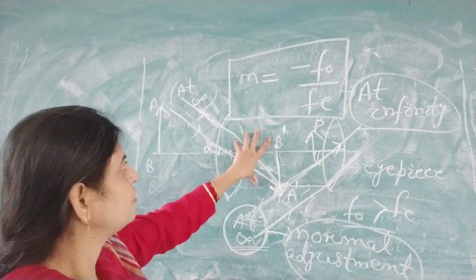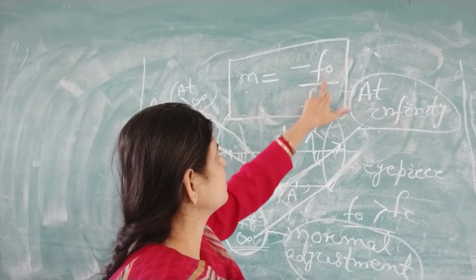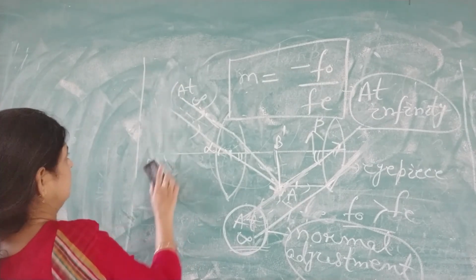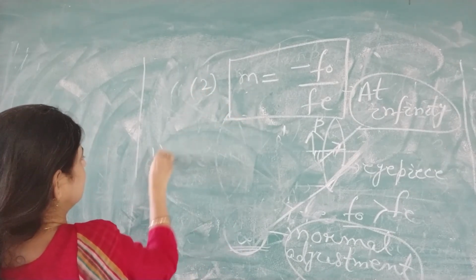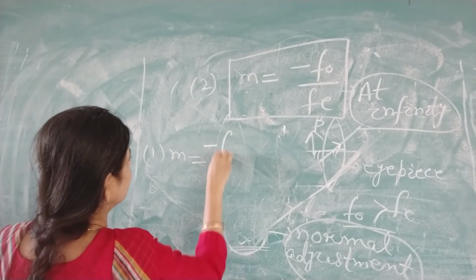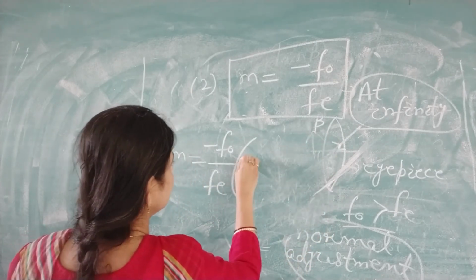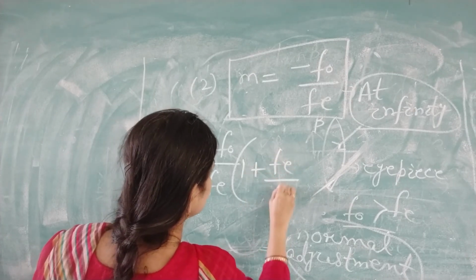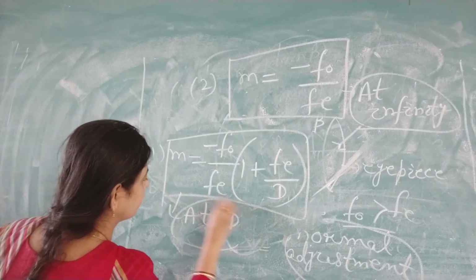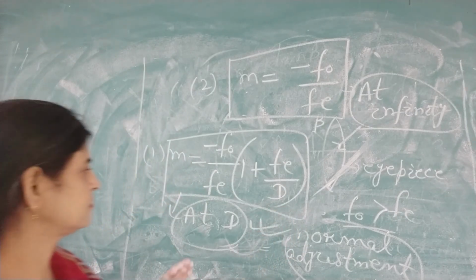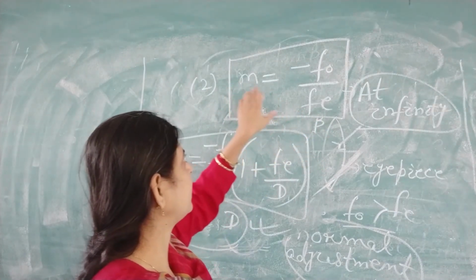Now it is clear. When the image is formed at infinity, at that time the magnifying power of the telescope is equal to minus F0 by Fe, and when the image is formed at your least distance of distinct vision, as in the previous case, at that time the magnifying power is equal to minus F0 divided by Fe into 1 plus Fe divided by D. So this is all about the formation of image in your astronomical telescope and magnifying power.